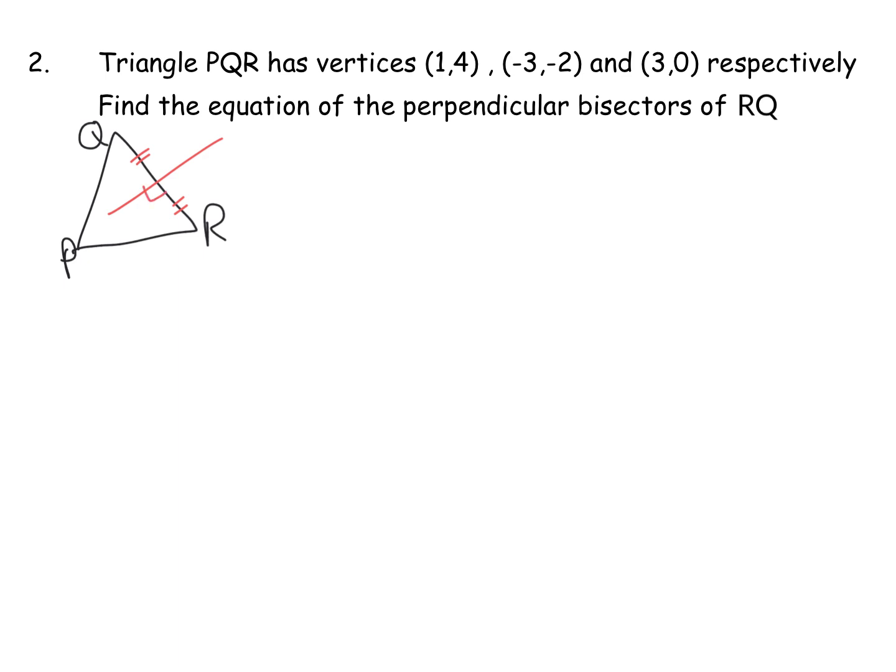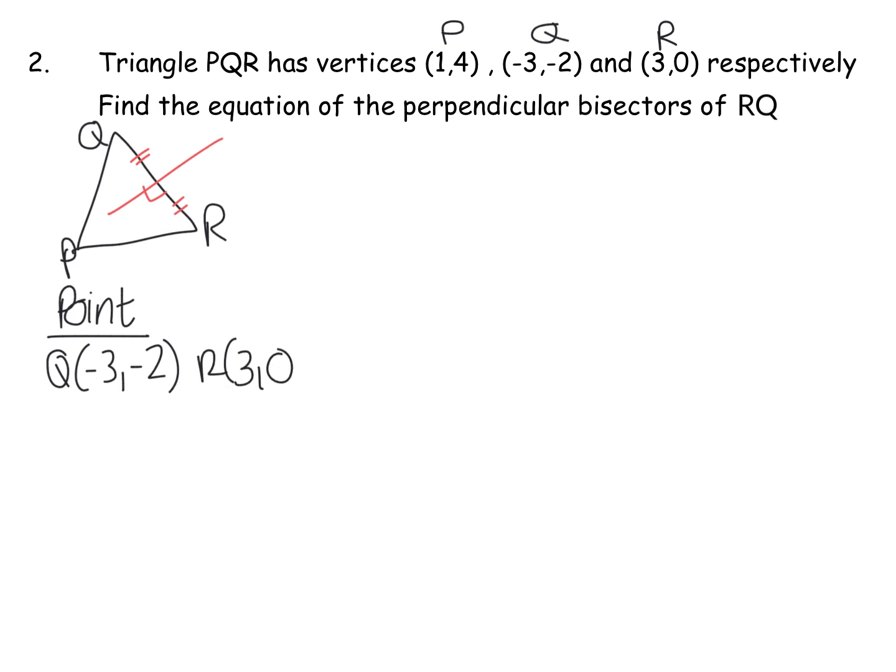And at right angles. So our steps are, first thing is to get our point. So our point is the midpoint of QR. Now this hasn't actually been written, but when it says respectively, it means that that's P, that's Q, and that's R, because they've given you it in order PQR. So I'm going to write out my two coordinates. Q is -3, -2, and R is 3, 0.